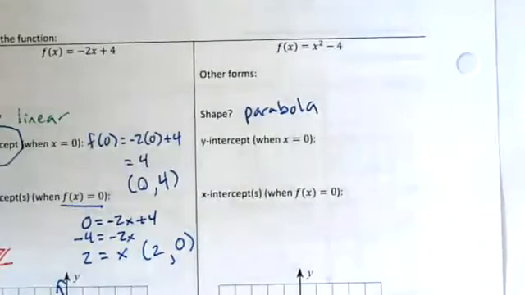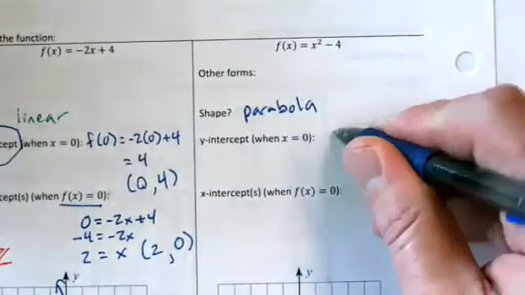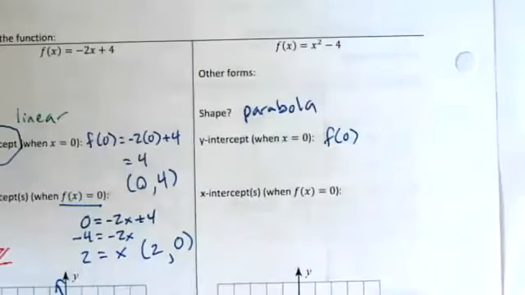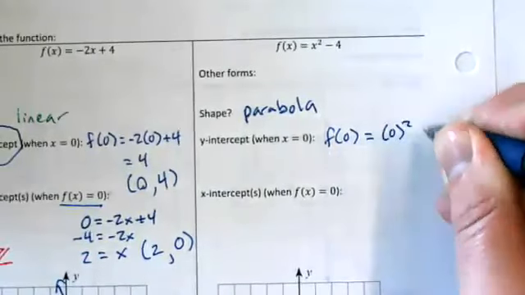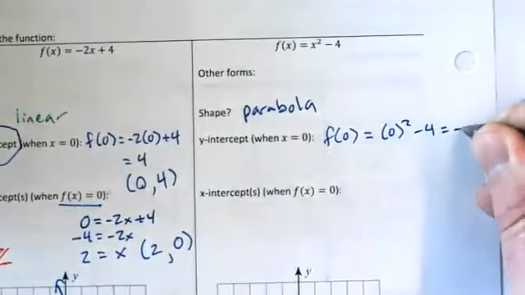And if you're not sure about x-intercepts and y-intercepts, you need to be confident and quick in just saying, okay, I'm not sure what the y-intercept is, so I'm going to do f of 0 because that is the y-intercept. f of 0 is the y-intercept. In this case, it would be 0 squared minus 4, which is, oh my gosh, negative 4.